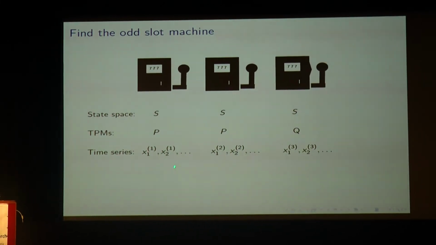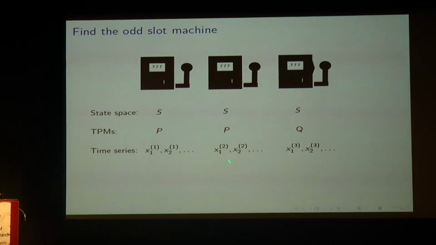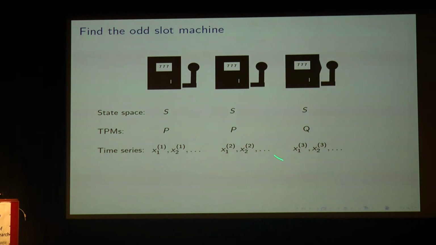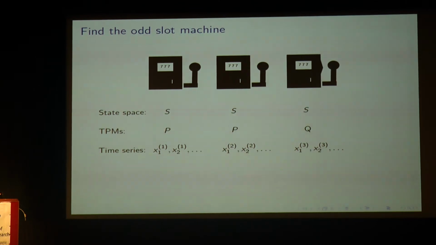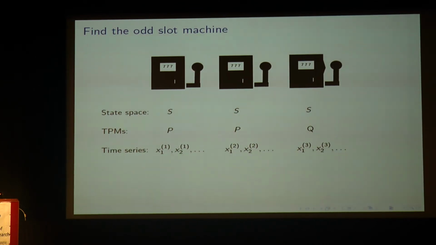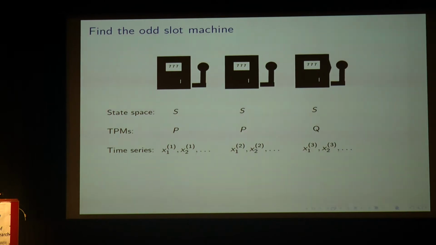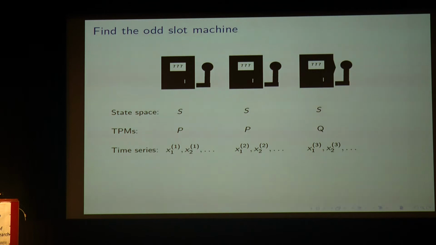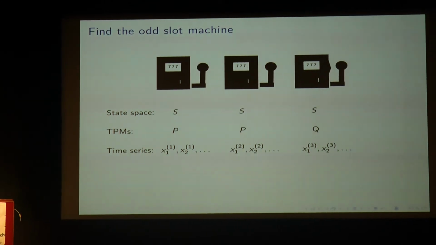And they issue rewards. This is x1, x2, etc. for the first process. This is x1, x2, etc. for the second slot machine, and this is for the third one. And of course, they obey the law corresponding to either P or Q, depending on whether it's odd or normal. And let's assume that it's stationarized.